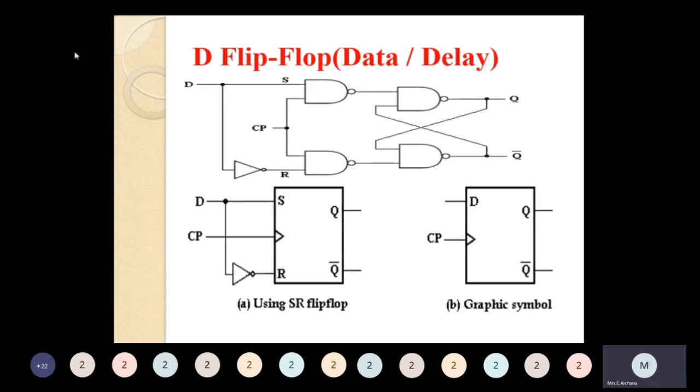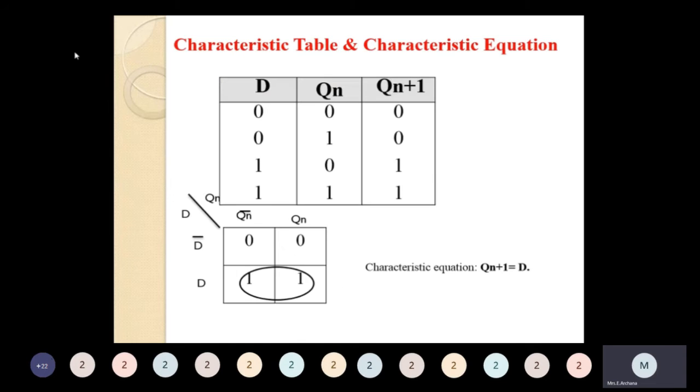D flip-flop. SR and JK consist of two inputs, but in the case of the D flip-flop, we have a single input. We can call it a data flip-flop, also a delay flip-flop. The diagram below shows the D flip-flop implemented using an SR flip-flop, and the graphic symbol of a D flip-flop.